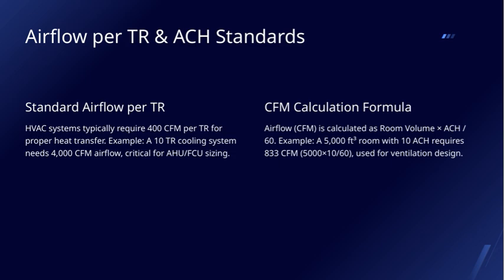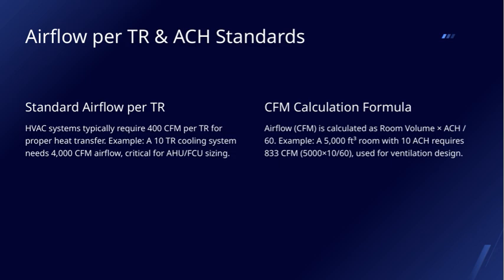Now, moving on to how HVAC systems are sized, particularly in terms of airflow. Typically, for proper heat transfer, HVAC systems require about 400 CFM per ton of cooling, or TR. So, if you have a 10 TR cooling system, it needs approximately 4,000 CFM of airflow. This is essential when sizing air handling units, like AHUs and FCUs, to make sure they perform efficiently and meet the cooling load.